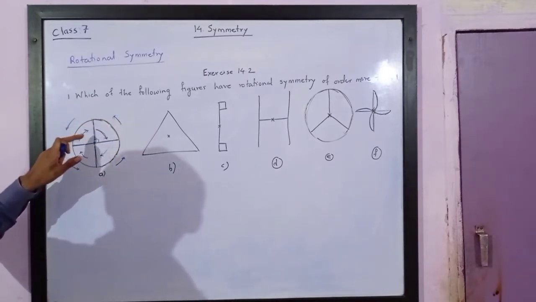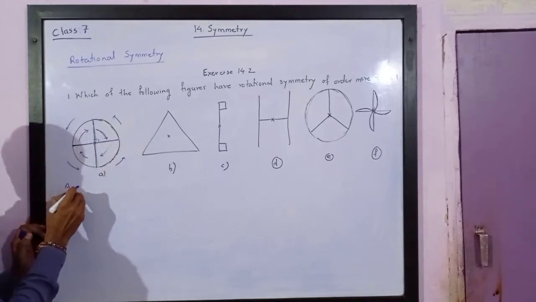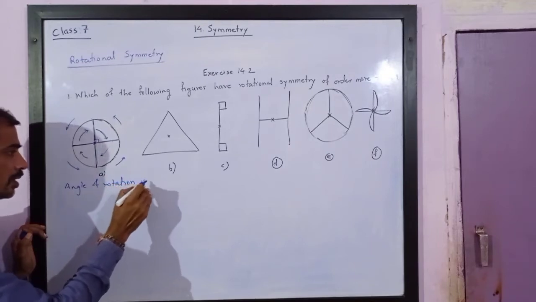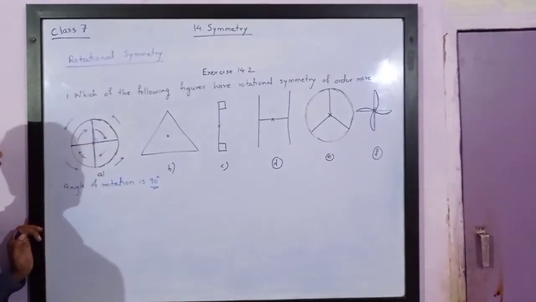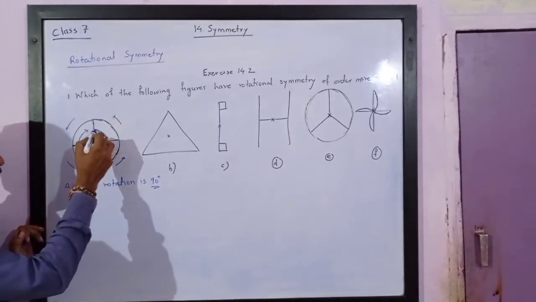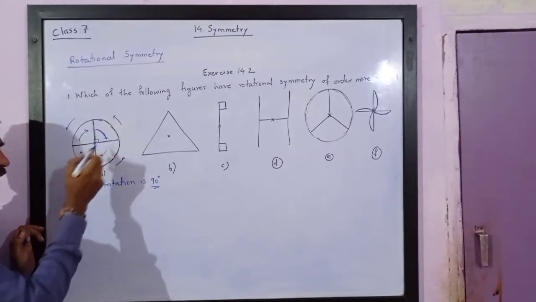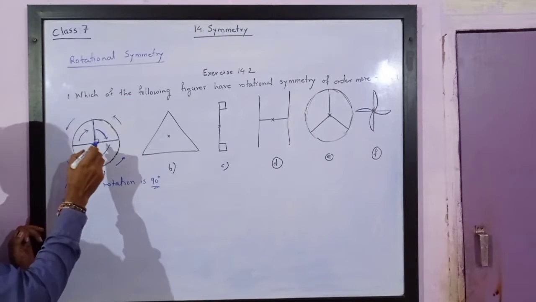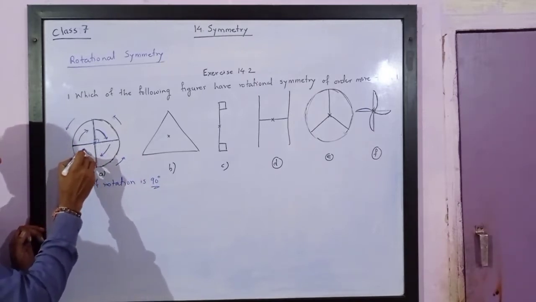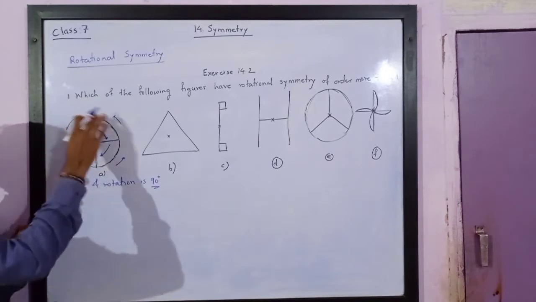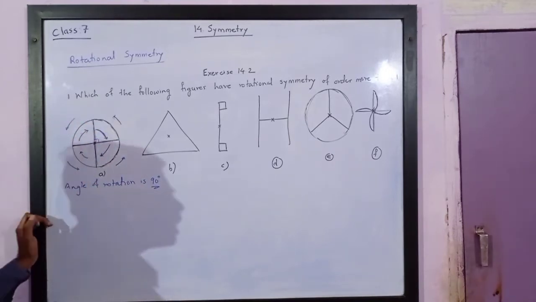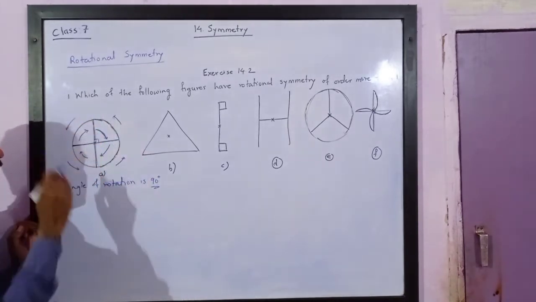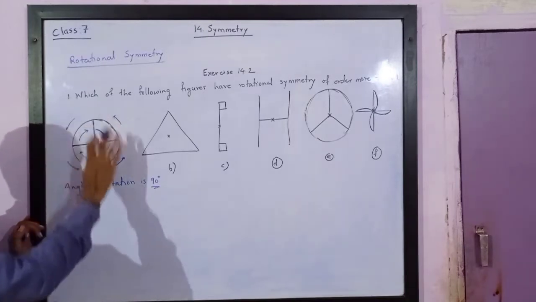Now you will notice the angle of rotation is 90 degrees. Please note one more point. First, if we rotate by 90 degrees, we get the same figure. Again, if we rotate by 90 degrees, that is after 180 degrees, we get the same figure. Again, if we rotate by 90 degrees, we get 270 degrees of change, but still the figure looks the same. Again, if you rotate by 90 degrees, we reach 360 degrees. Then also you will see the figure looks the same.